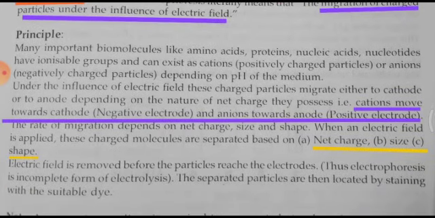The electric field is removed before the particles reach the electrode. Thus, electrophoresis is an incomplete form of electrolysis. The separated particles are then located by a staining technique with a suitable dye.